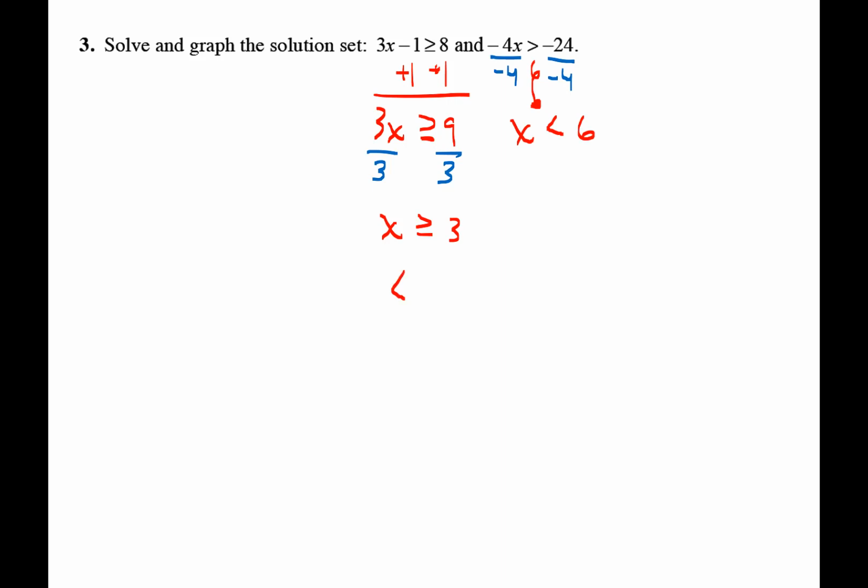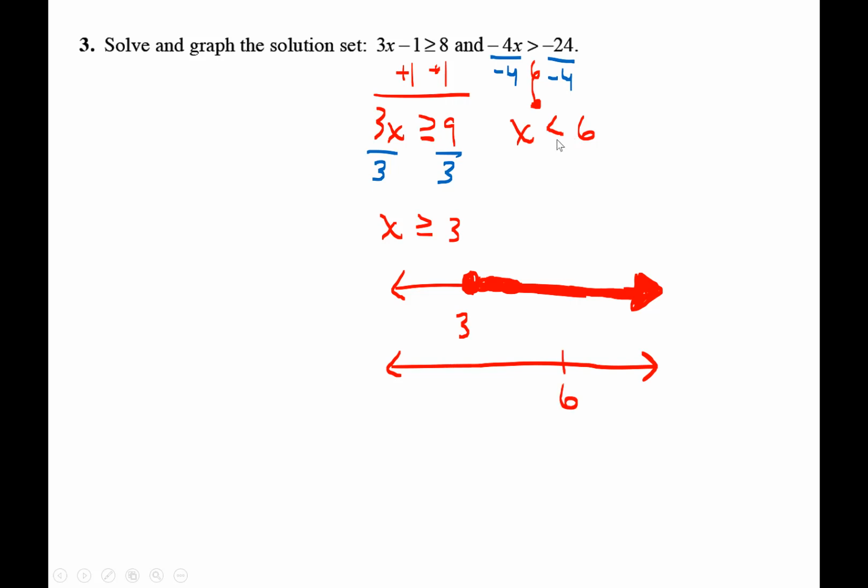And let's see how we can graph these. First things first, x greater than or equal to 3. It's a closed dot, and we're going to go off to the right. Perfect, that's the first one. That's the connection between these. And then we have x less than 6. Now we have a 6 over here, open dot. Perfect, off to the left. And make the arrow bigger.